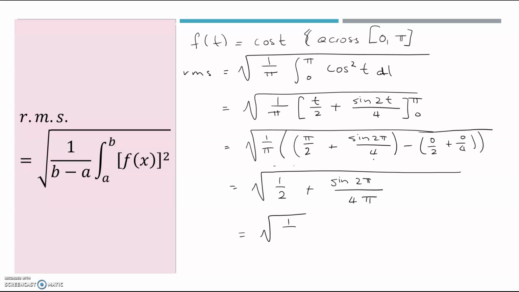So again, I've got the square root of 1 over 2, which is approximately equal to 0.707.